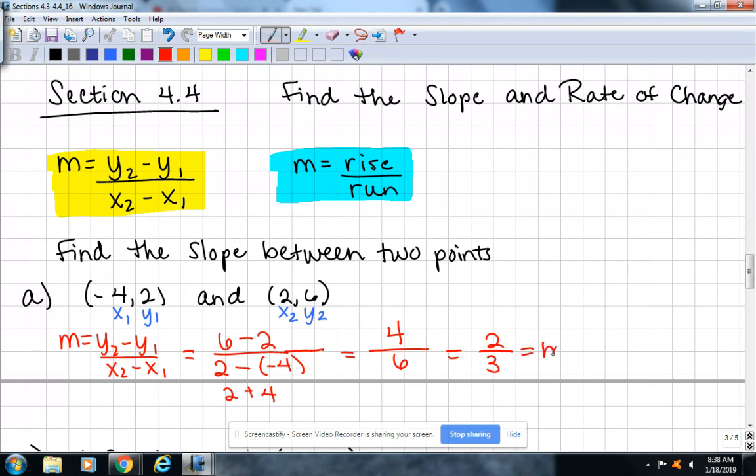So I like to put equals m when I'm finished. So there's my final slope. So 2/3 is the slope of the line between those 2 points. It's a positive slope. So that means my graph will be going up from left to right. And we'll talk more about that in a little bit.